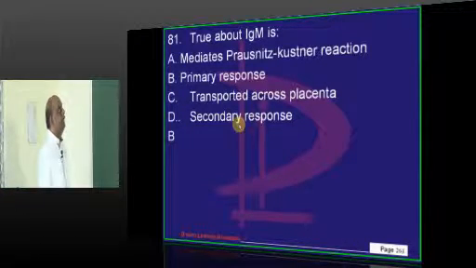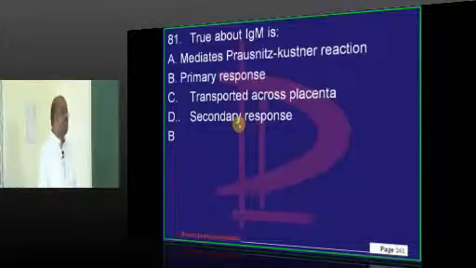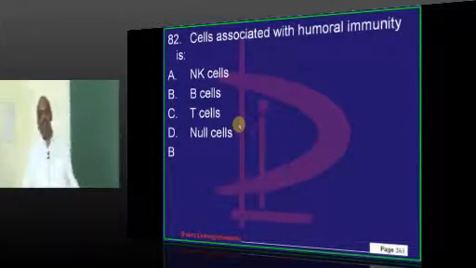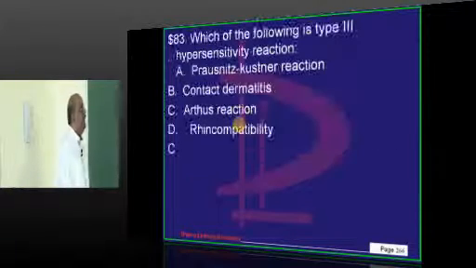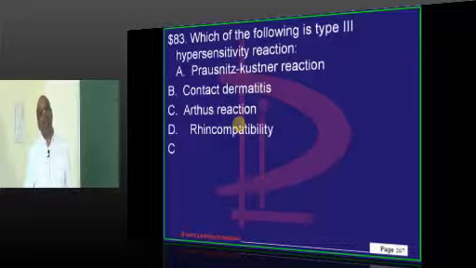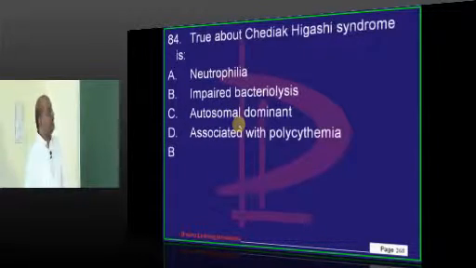Now IgM is the primary response, IgG is the secondary response. Humoral immunity is B cells. Then type 3 is immune complex mediated, which is basically the Arthus reaction.